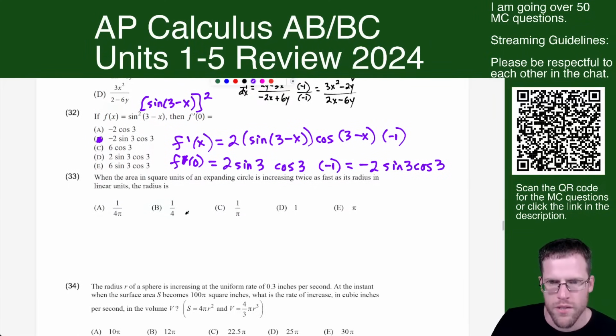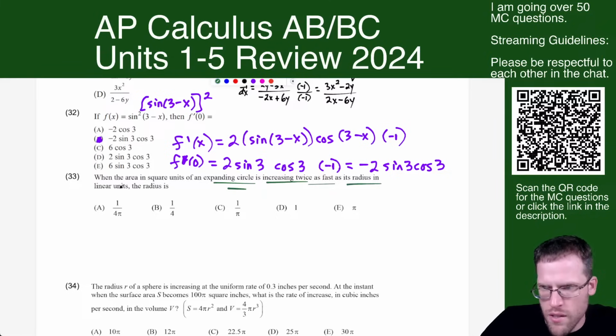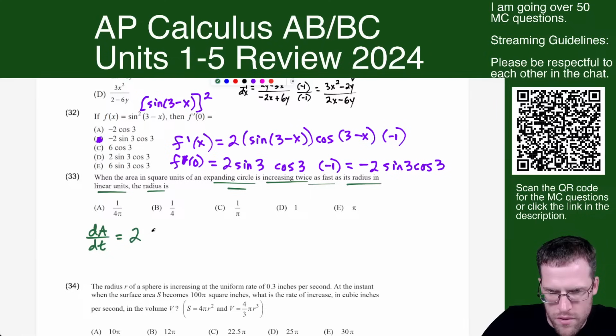So related rates. All right, let's see here. When the area in square units of an expanding circle is increasing twice as fast as its radius in linear units, the radius is. So here, read that part carefully. The area is expanding twice as fast as its radius in linear units. So that means dA dt is 2 times dr dt.